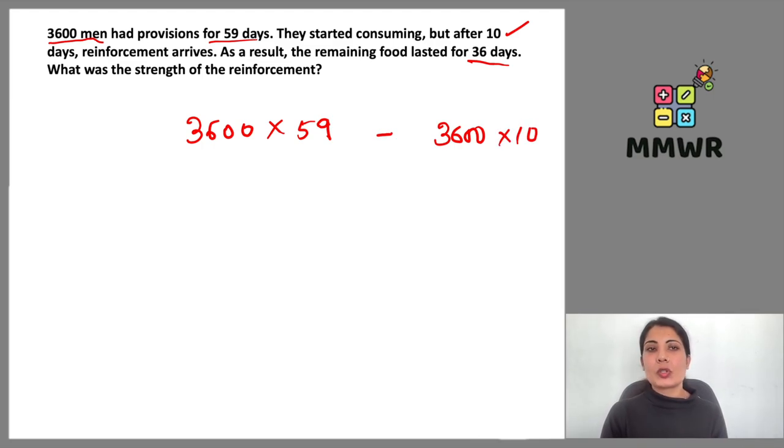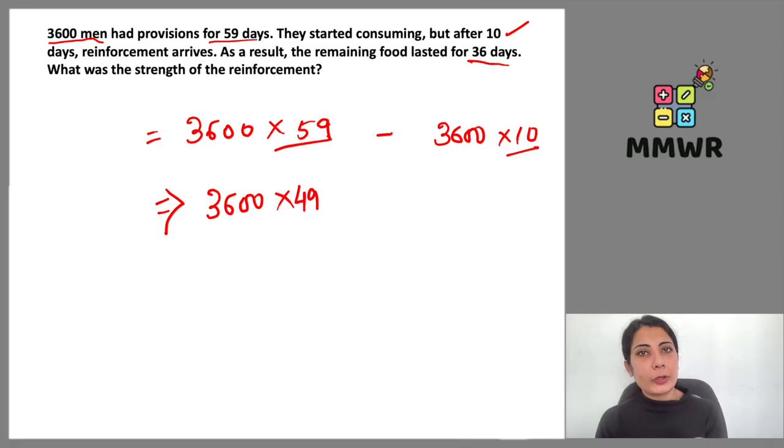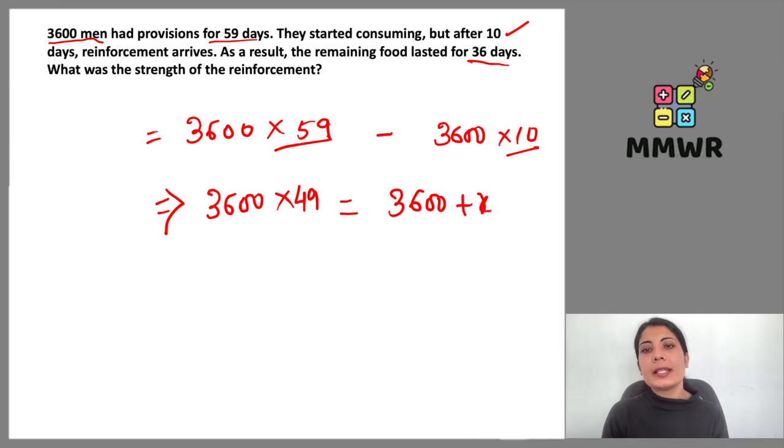Multiplied by 10, like this. So remaining part is 3,600 multiplied by 49 because 59 minus 10 will be 49. Now what will we be doing? 3,600 multiplied by 49. Actually में case इतना ही है कि इतने दिन तक food चलेगा इतने लोगों के लिए. But the thing is now people have increased. So 3,600 से ज्यादा लोग हो गए हैं. कितने ज्यादा हुए? That we don't know. Few people have arrived, but how many have arrived? That is missing in the question. That only needs to be found. As a result, the remaining food lasted for 36 days only. So 49 days चलना चाहिए था पर वो 36 days में ही finish हो गया.